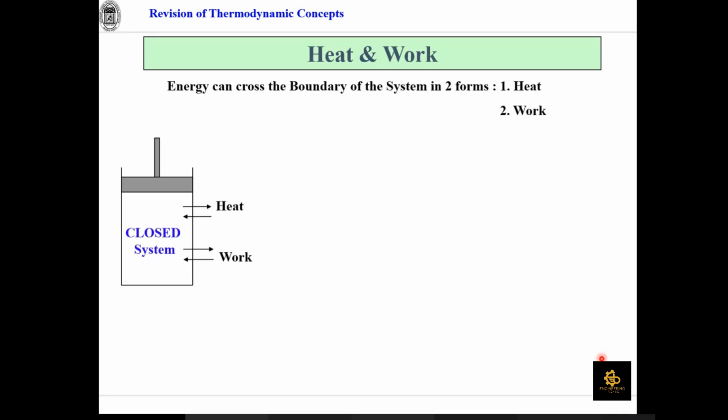So, heat and work. Can anyone confirm that you already went through this type of thermal equilibrium and mechanical equilibrium in your Thermodynamics 1 course?